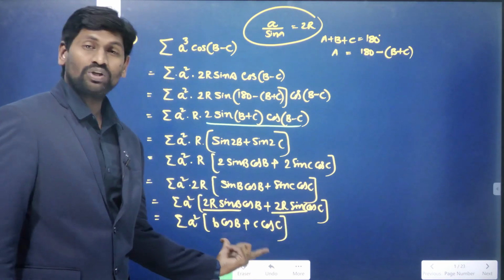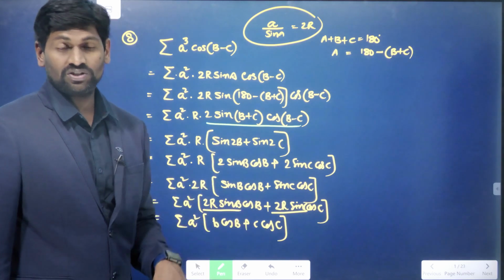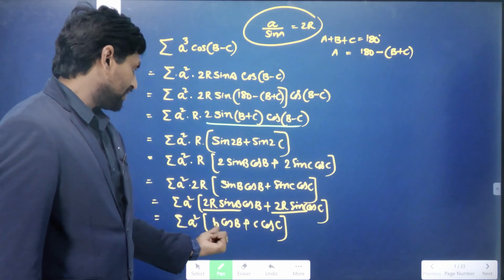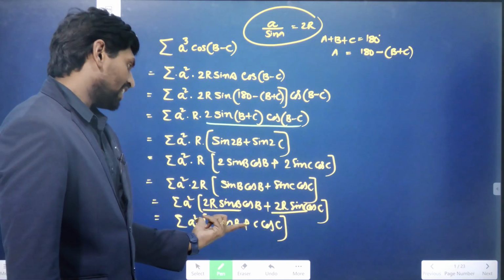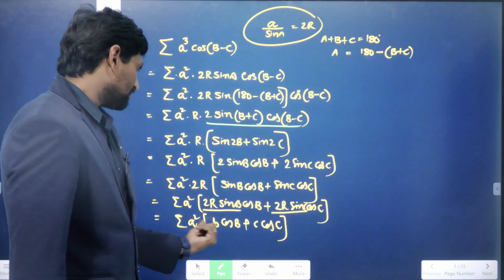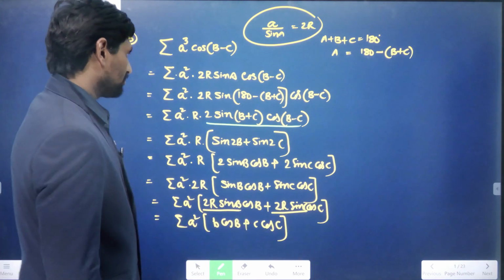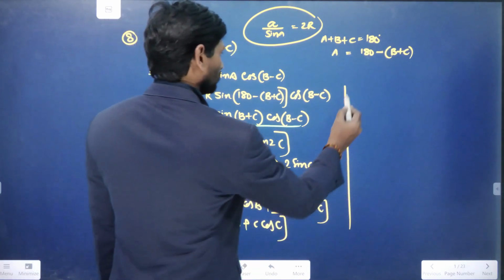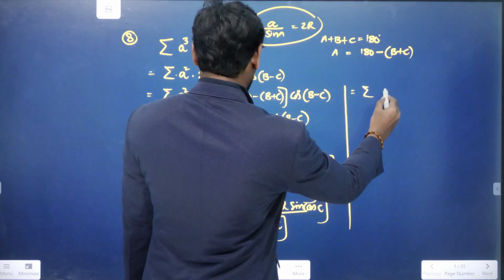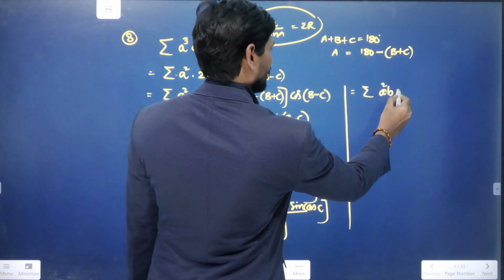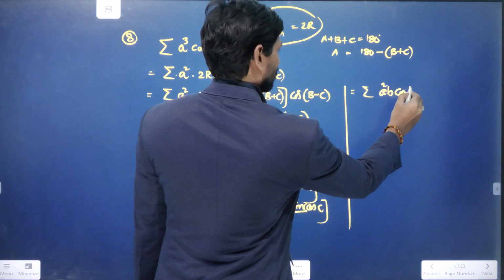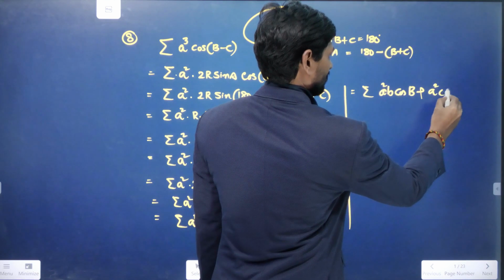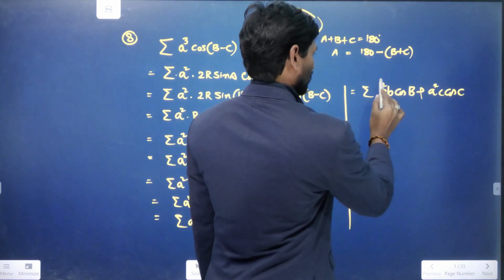But while you are observing, it looks like the projection rule. But it is not the projection rule. The projection rule is b cos c plus c cos b. But here b cos b and c cos c are given, so we cannot apply the projection rule. Again, I am just multiplying a square with both of the terms. That equals sigma a square b cos b plus a square c cos c.